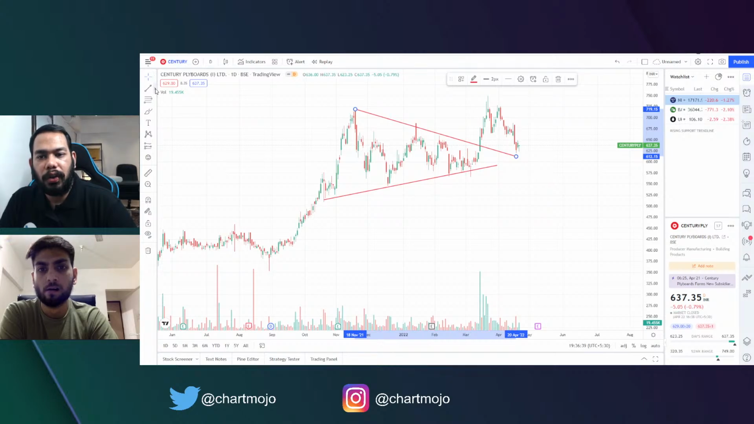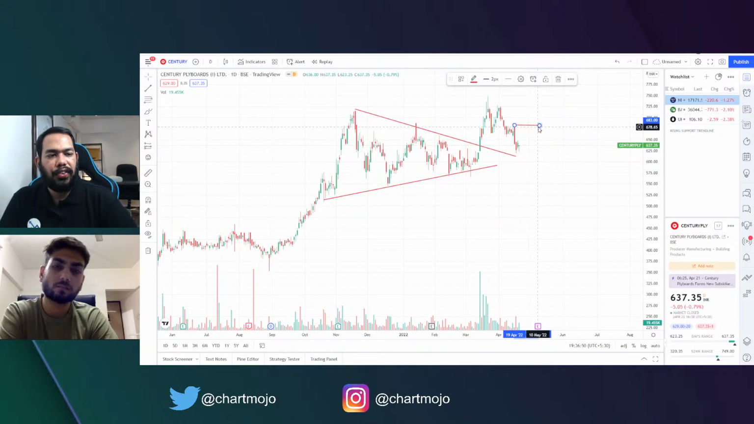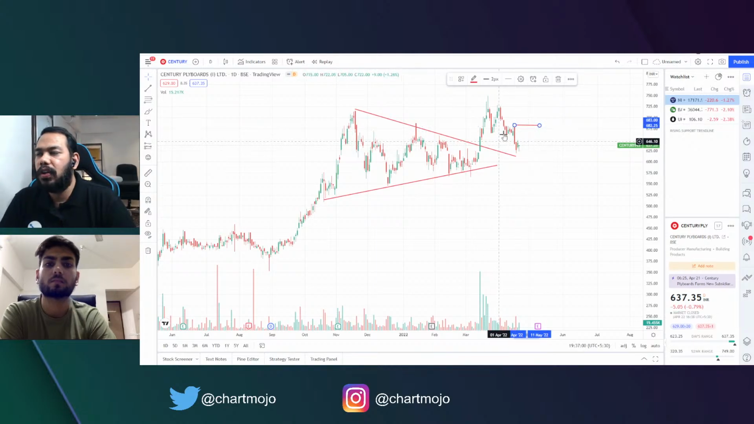So for that, one should wait for this green Marubozu candle to be taken out. Whenever this counter takes out this candle, which we have seen as a very bearish candle, above 680, then one can enter this pullback trade. So this is my view. Yes, Abhishek.